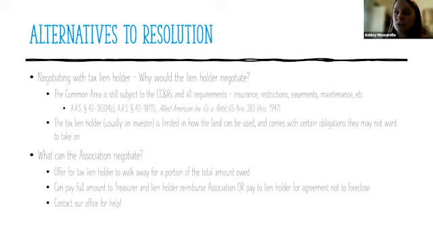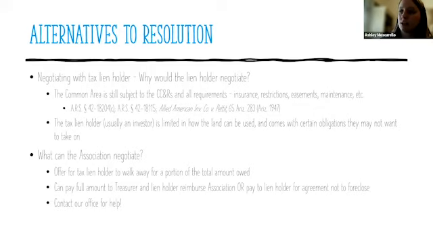Why would the tax lien holder negotiate? And this is what I started to get into a little bit before. The common area is still subject to CC&Rs and all the requirements. Like I said, insurance, the rules, the restrictions, there's easements, there's maintenance that the association takes care of because we're awesome. And now if you want to foreclose on it, that's your job for that parcel, not for all of the common areas, but for that parcel that you're supposedly going to take over, you have to now do all the things. And I've put a couple citations in there.